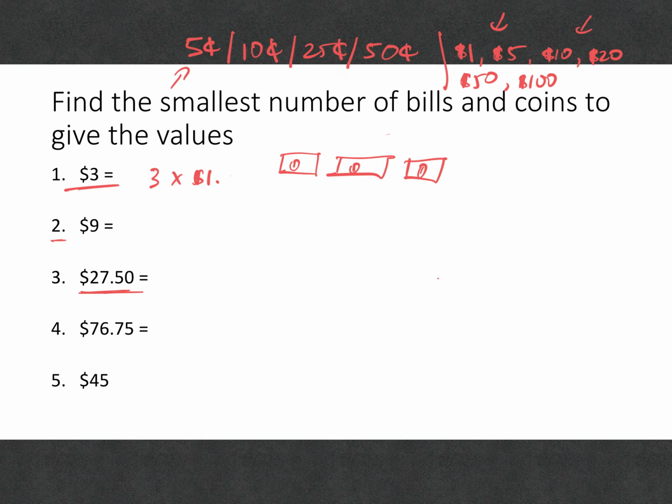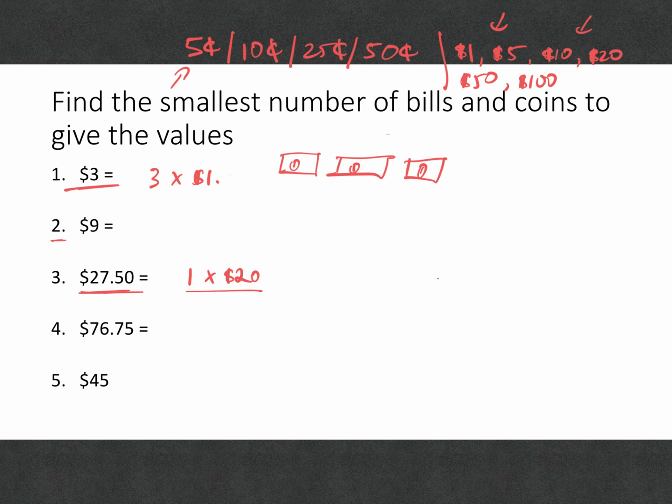Then after 50 comes 20. Could we use 20? Yes. 20 could actually go into 27 one time. So we'll use one $20 bill, right? So I don't think I have purple, otherwise I would have drawn the $20 for you guys with purple. I don't think I have purple in this app.